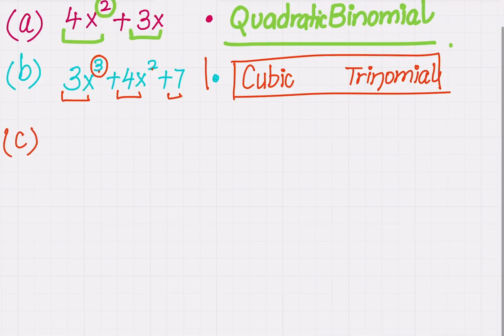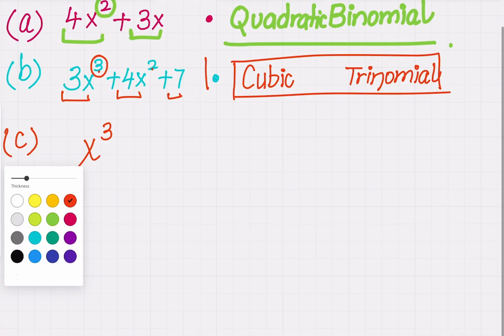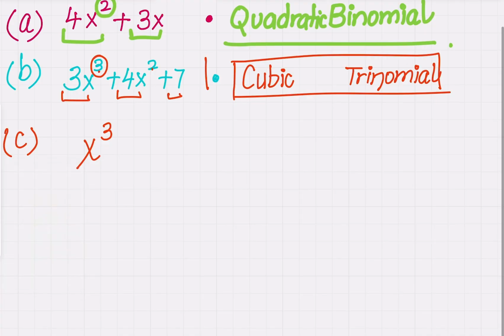All right, let's move on to the next one. This is x cubed only. There is no other term. It just is x cubed. So if it is just x cubed, what type of polynomial will it be? Just pause the video and think about it. So here we can see that there are no more terms. The only term is x cubed. So it is a monomial.